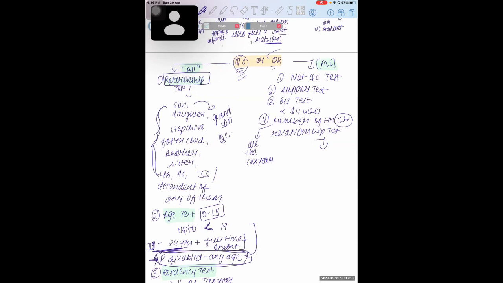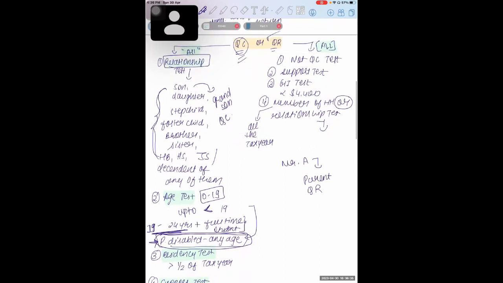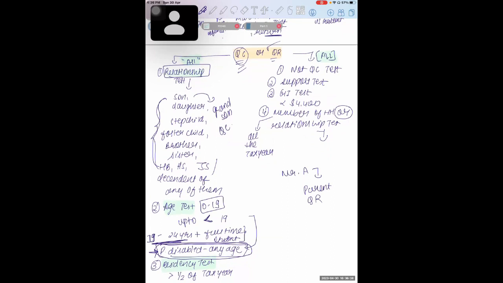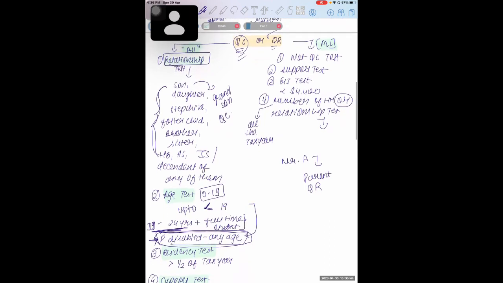Next up is the support test. Support test means what? Let's say Mr. A is claiming his parent as a qualifying relative on his tax return. A parent can obviously fall under qualifying relative. Why can the parent not be a qualifying child? Anyone? The age criteria is not matching. Yes, correct. You need to see all the 4 things.